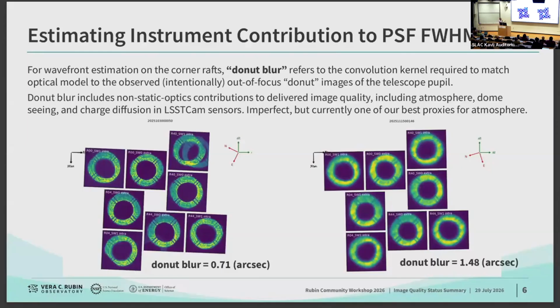The two images here show examples of what these donut images of the pupil look like in a case where we have a smaller donut blur on the left and then a larger donut blur on the right. So that's functionally how we measure this.